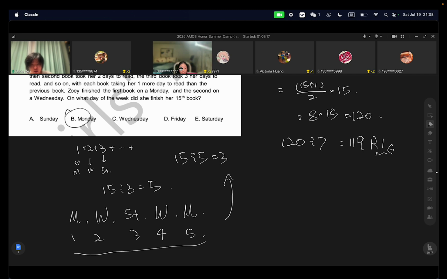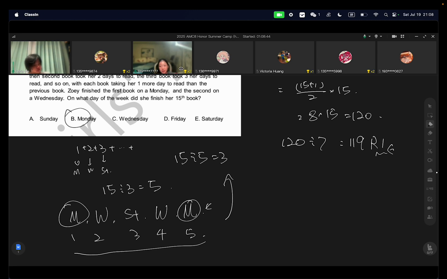Okay. So since there are two methods, for this method, since the remainder is 1, then we can just go back to the first number of the sequence, which is Monday. But for this one, since there is no remainder, the remainder is 0. Then we take the last number of the sequence, which is also Monday. So either way, the answer is going to be Monday.